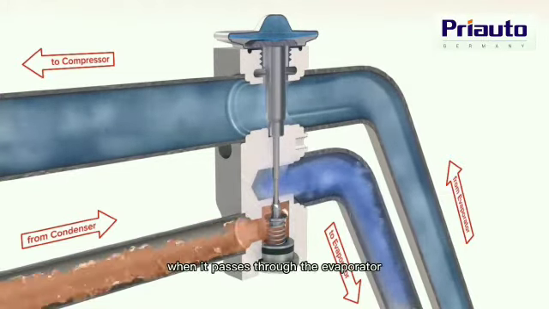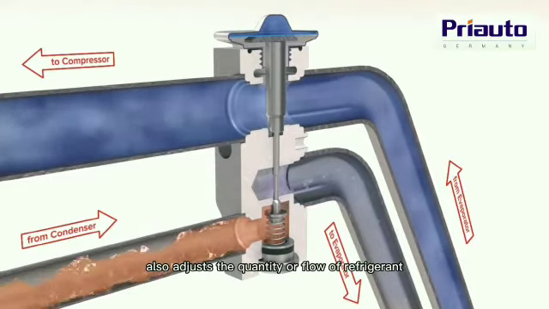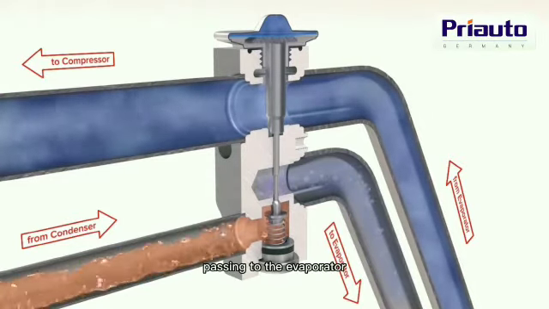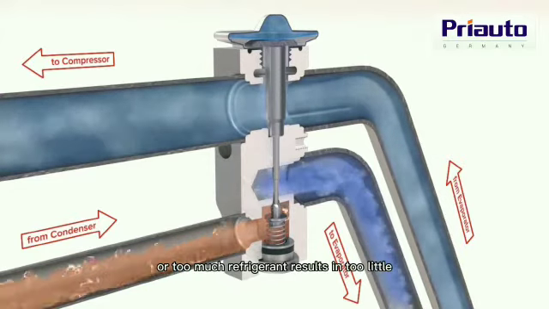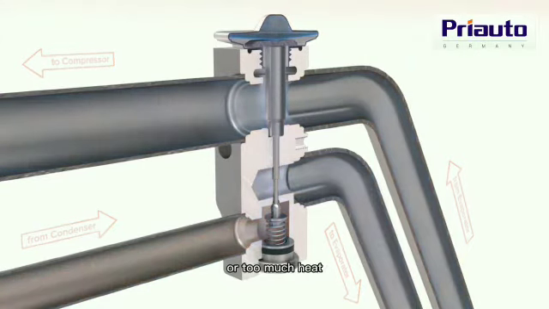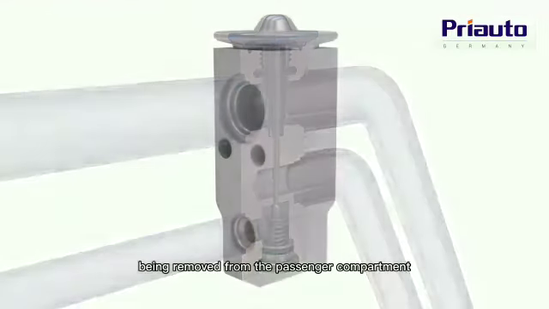The expansion valve also adjusts the quantity or flow of refrigerant passing to the evaporator. Too little or too much refrigerant results in too little or too much heat being removed from the passenger compartment.